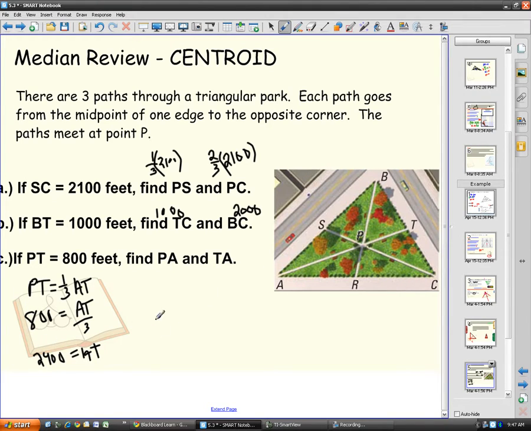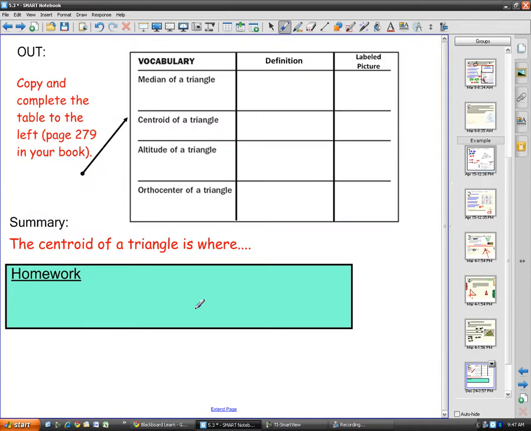Okay, so moving along here. All right, so here we are. We're on the out, and so copy and complete this table to the left. It's in your book, and so I'm going to let you guys copy that for your out, draw the pictures and everything, and we'll have homework that we will do in class.